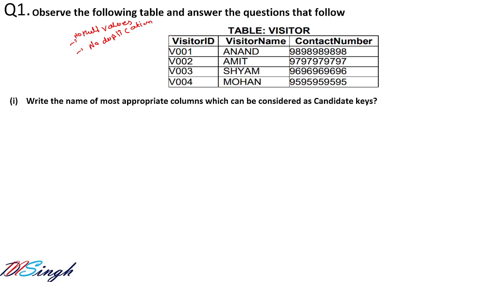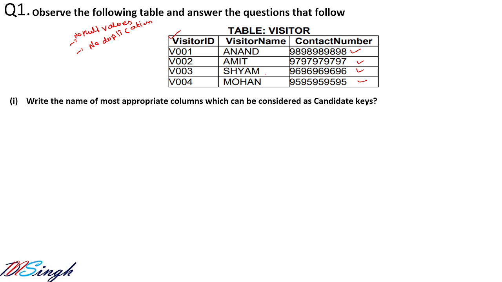So here you can find visitor ID can be a candidate key because there you cannot find any duplication. Contact number can also be the candidate key because numbers are always unique. Visitor name may repeat because two persons may have the same name. So their visitor ID and contact number will become the candidate key.